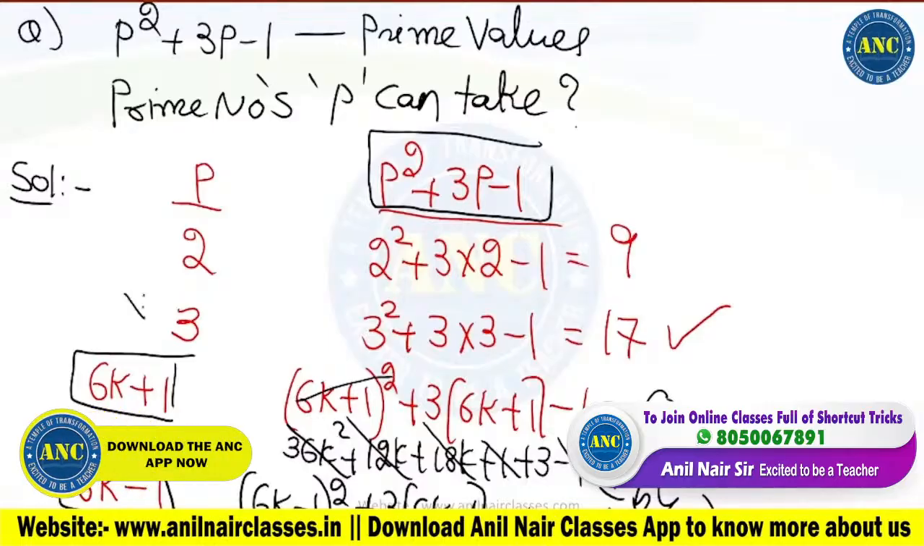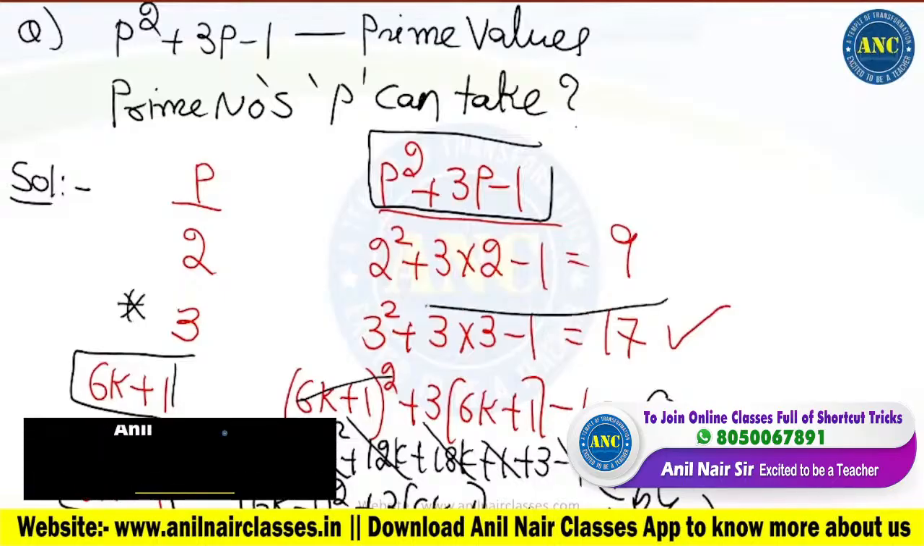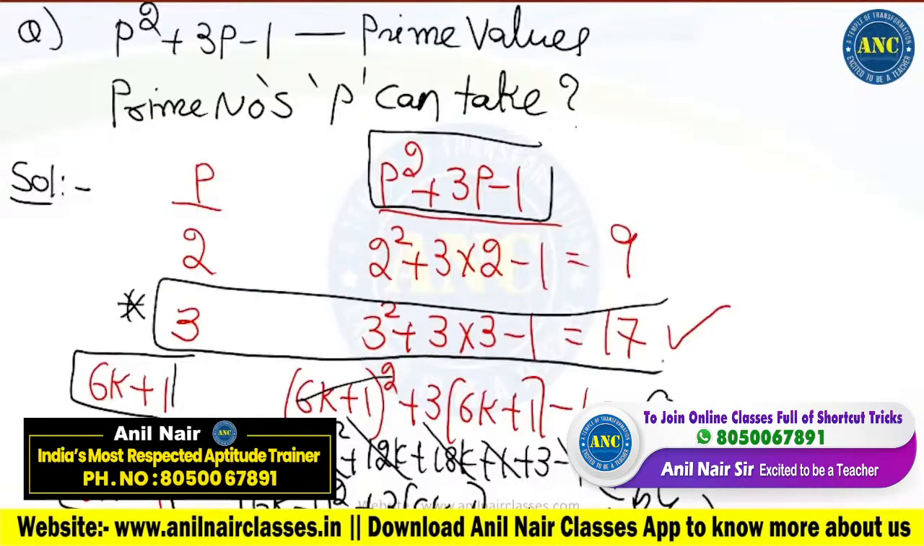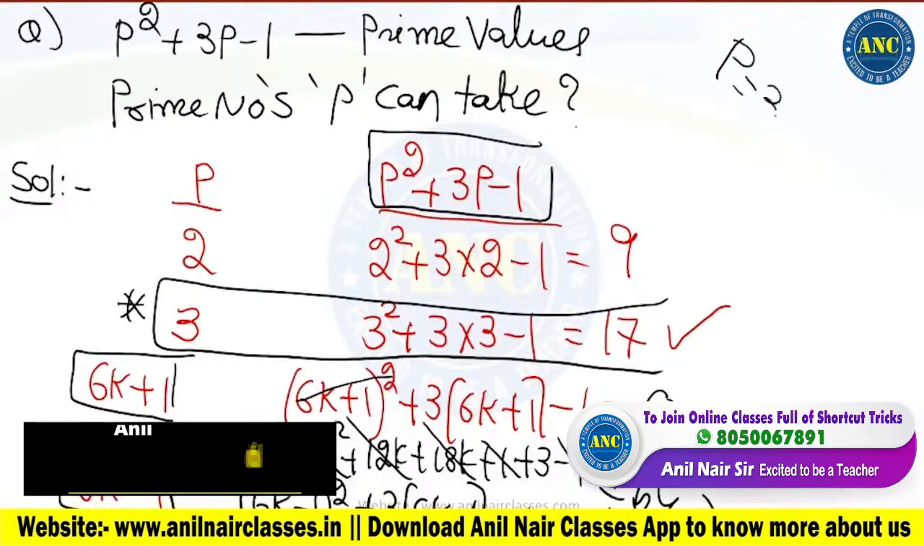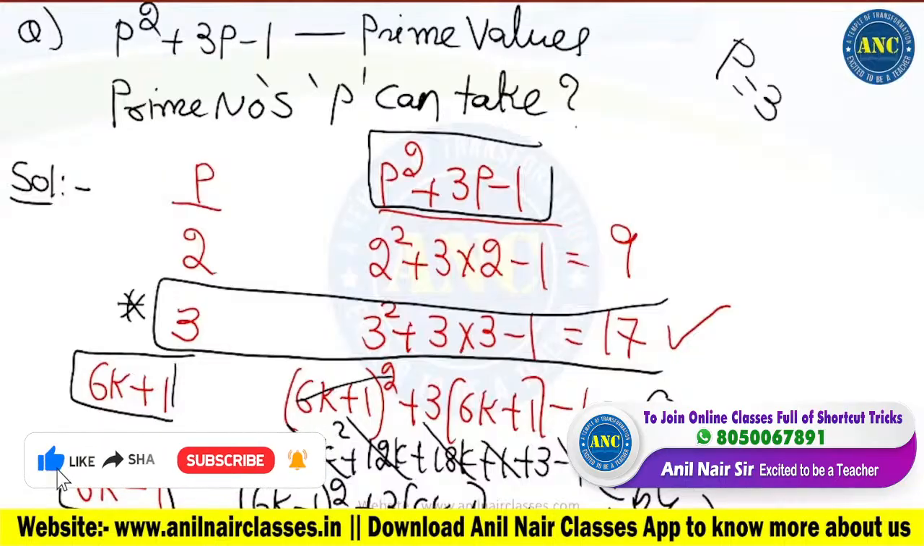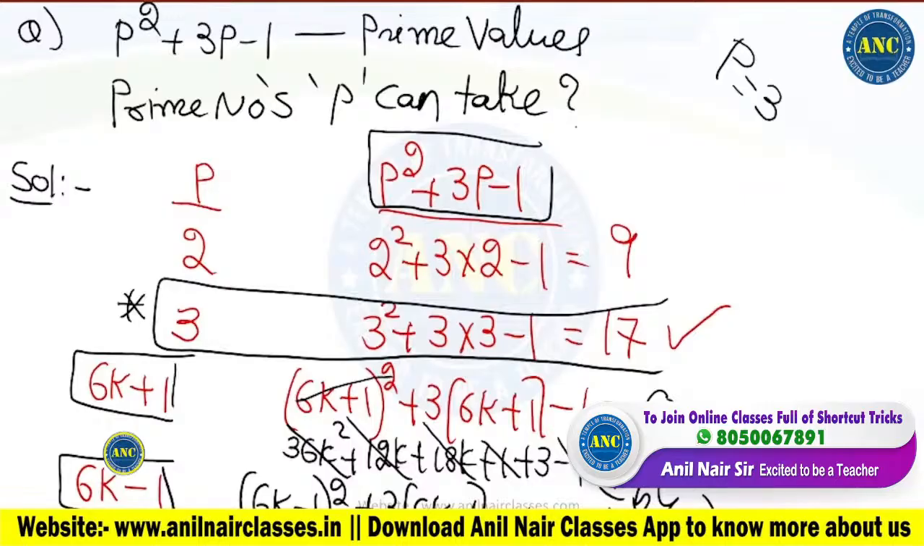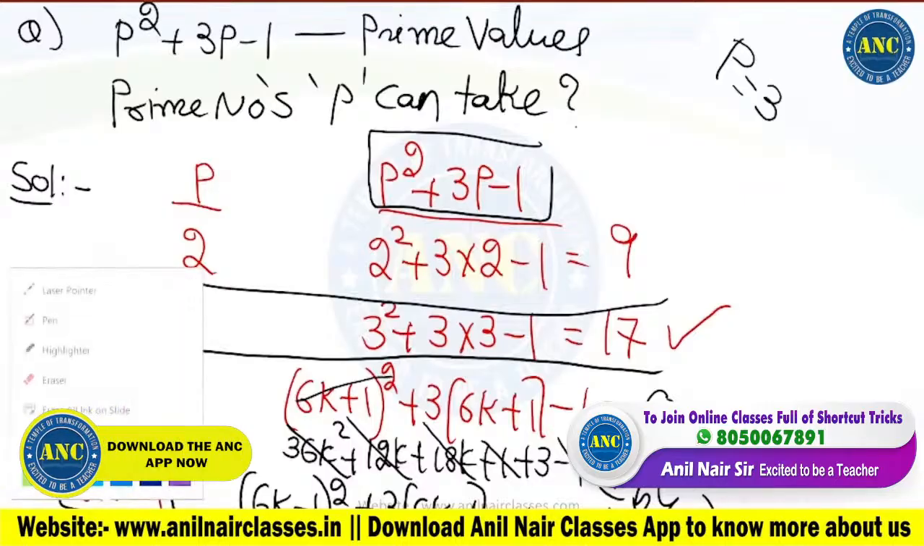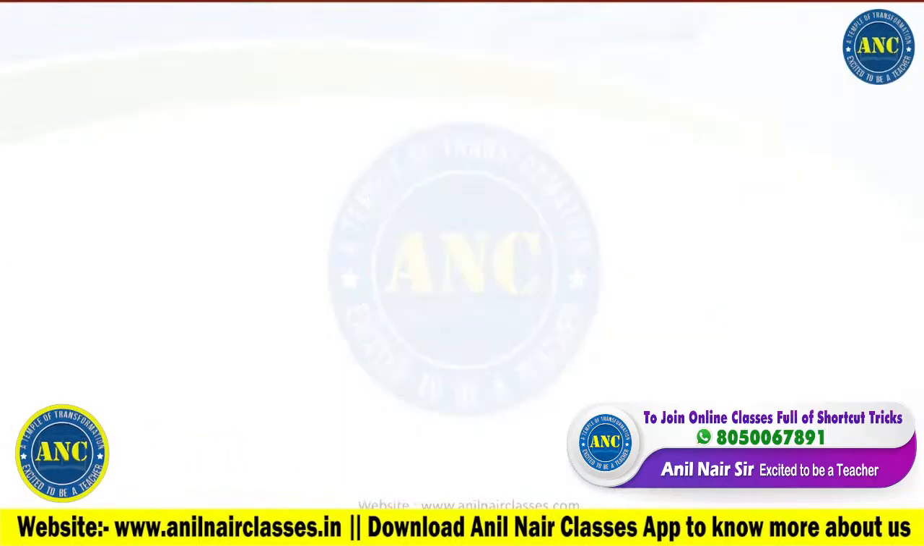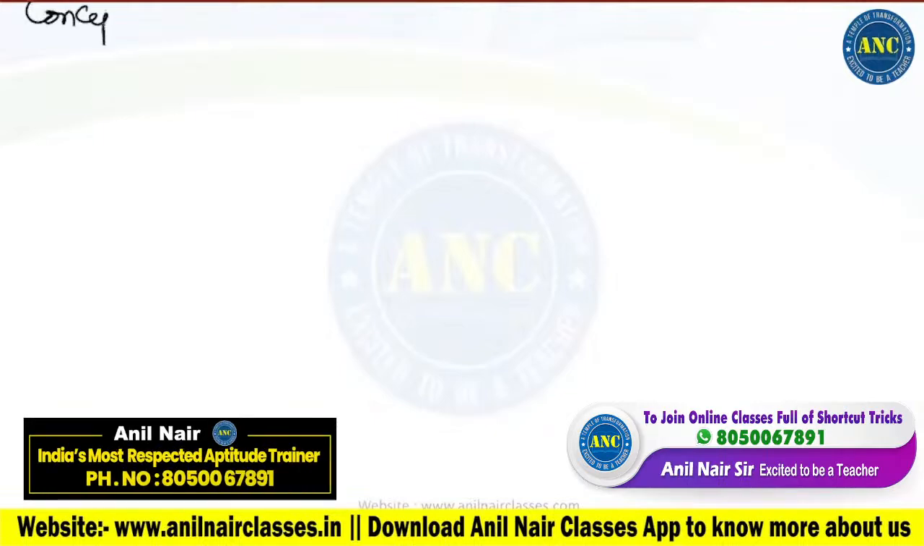So how many prime values can P take? P can take only one prime value, and the value is P equal to 3, and the expression value is 17. Idea clear? Every prime number greater than 3 is of the form 6k plus or minus 1. Now concept 2, another beautiful question.